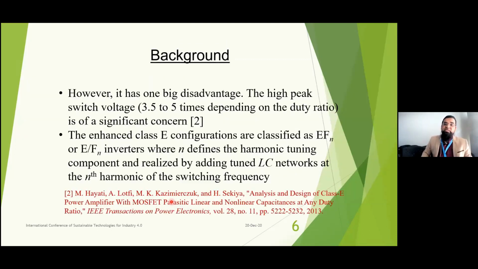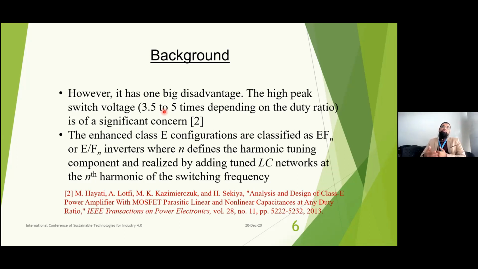But the Class E has a very big disadvantage, and that is the very high peak switch voltage. If you give a 10 volt input, the switch voltage might go up to 3.5 to 5 times, depending on the circuit configuration and components. So it can go up to 5 times the input voltage. So if the input voltage is 100 volts, that means your switch voltage is 500 volts. So you really need a very high rating switch. These types of switches also have other types of losses, which contribute to lowering the efficiency of the converter. So this is the main problem with the Class E inverter.